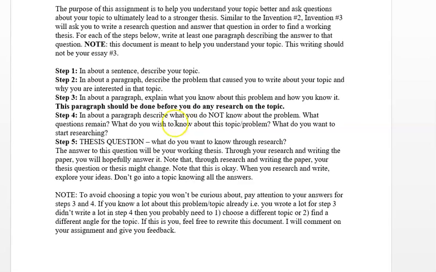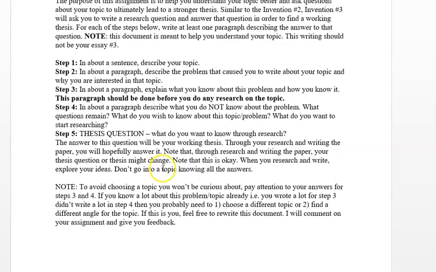Step number 4 is, in a paragraph, what questions do you have? What do you wish to know about the problem? What do you want to start researching? If you have a ton for step 3, but barely nothing in step 4, you should find a different topic or a different angle of the same topic. You should have a little bit of step 3 and a little bit of step 4. And that's what I'll comment on.